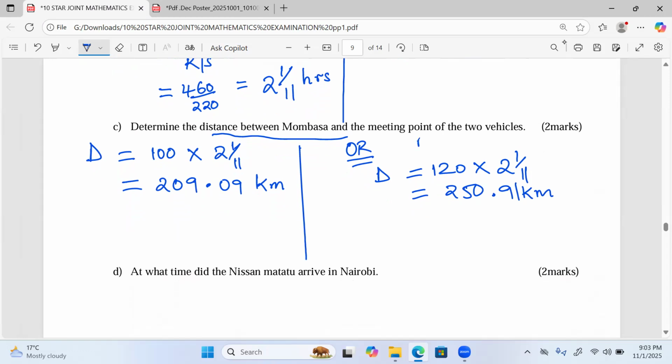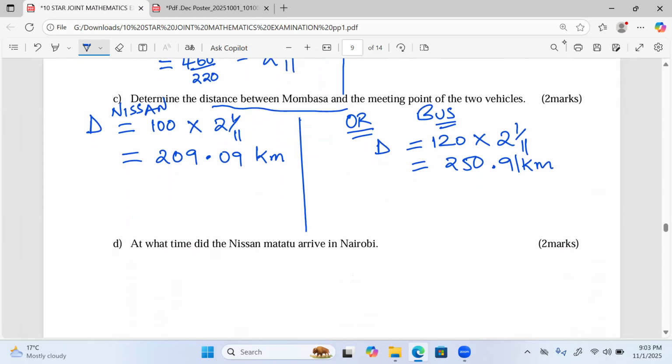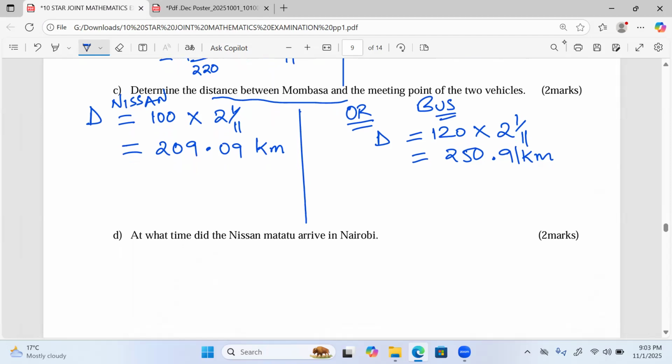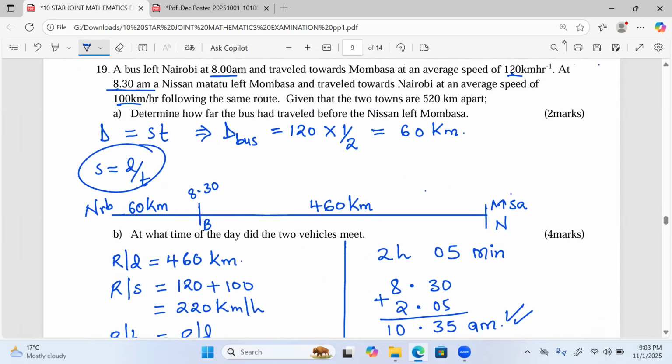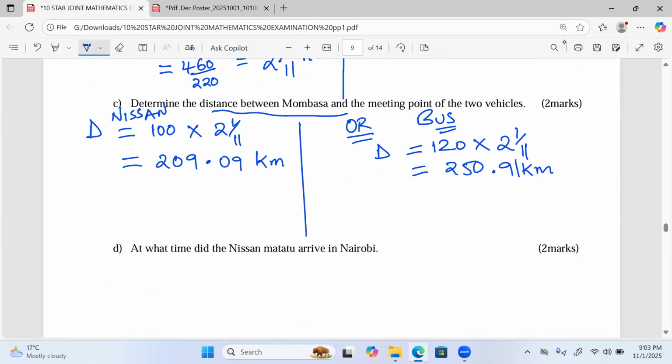Then we can say now the total distance from Nairobi. This is now Thibas. Here we consider the Nissan Matatu. So now, considering Thibas at a speed of 120 for 2 hours and 1 over 11 hours, it shall cover 250.91. But earlier, it's from Nairobi, and earlier it covered a distance of 60, meaning that total distance from Nairobi, or we can say from Mombasa.